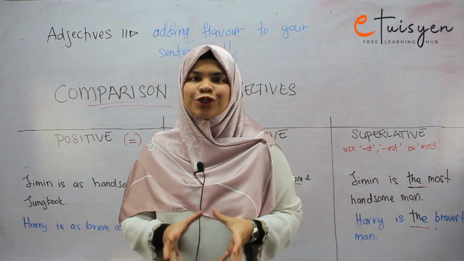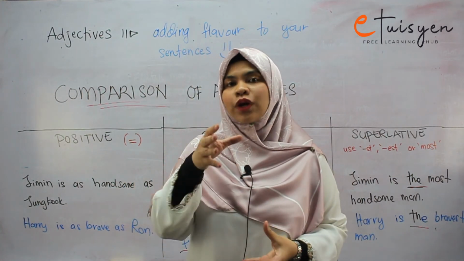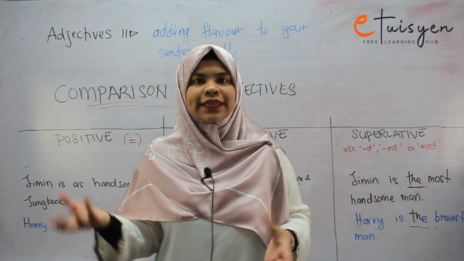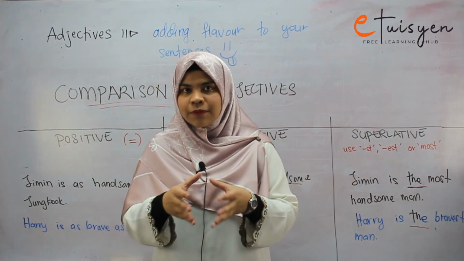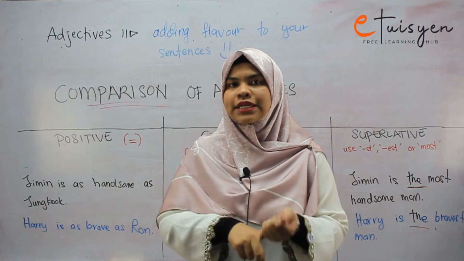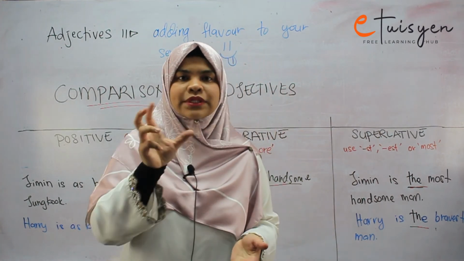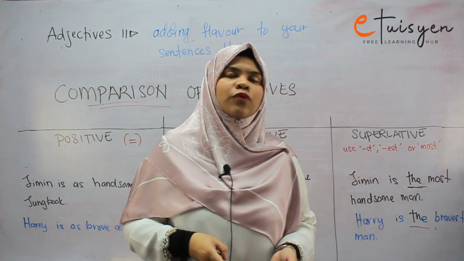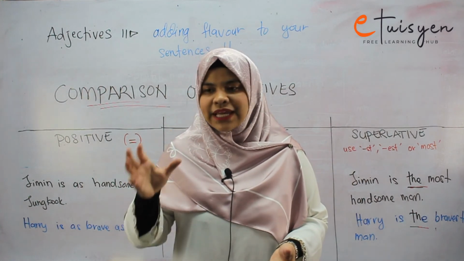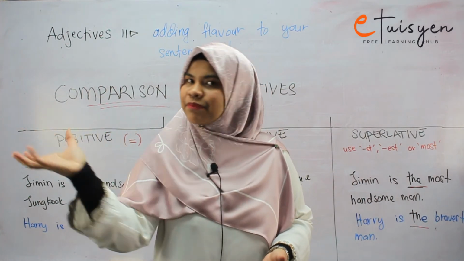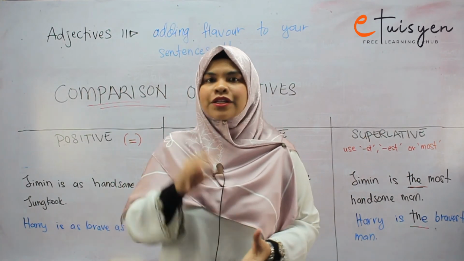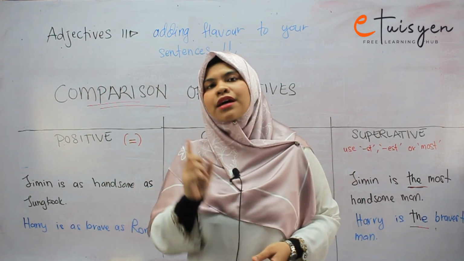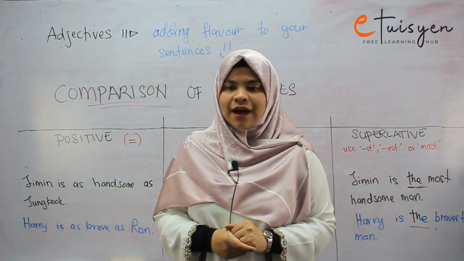So by now, you should know how to use adjectives when you try to compare one person to another, one noun to another, one item to another. When you compare them, there's three states. The first one is positive, which is equal. The second one is when you're trying to say another adjective is more or less, so that is comparative. And the third one, the last one, is when you're trying to say something is at the highest level, very, very much of that adjective, which is the superlative one. So there are some indicative words that you need to ensure you put in your sentences. Otherwise, it's wrong.